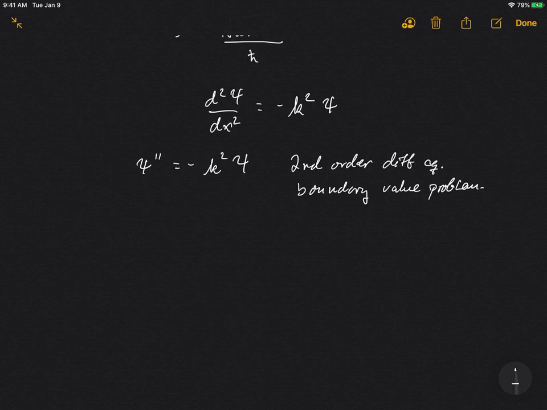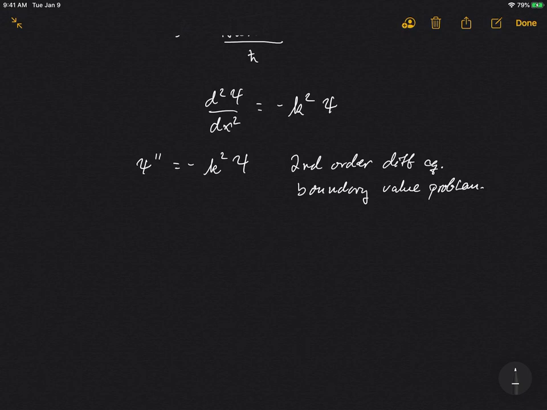Okay, so solving this differential equation is to find a function such that when you take the second derivative of the function, you get minus k squared times the function you started with. It's easy to think of some functions that have this repeating quality, that when you take the second derivative, you get back some constant times the function you started with. However, there's also this minus sign here, right?